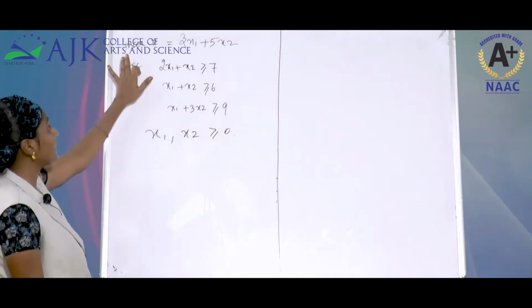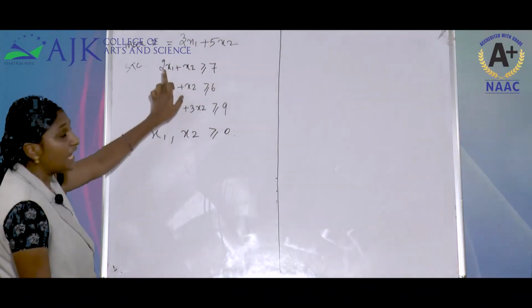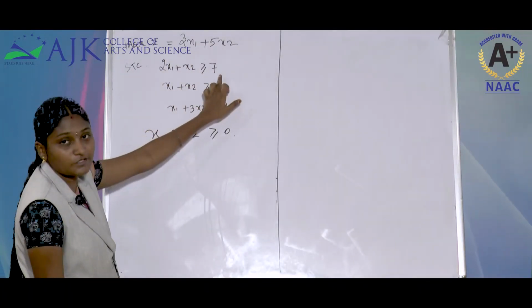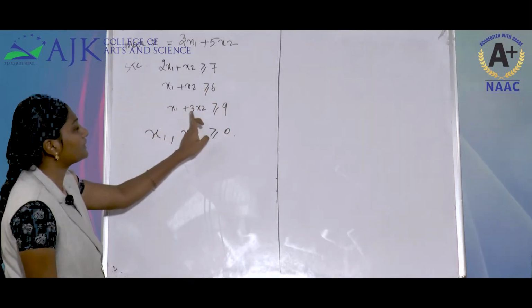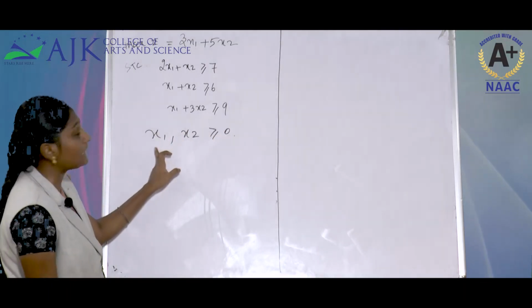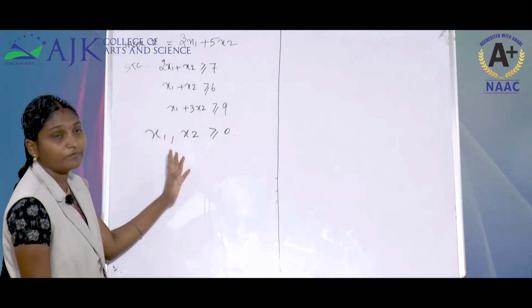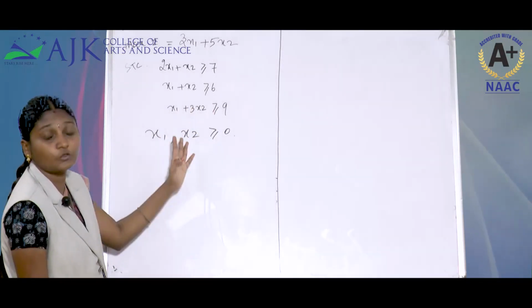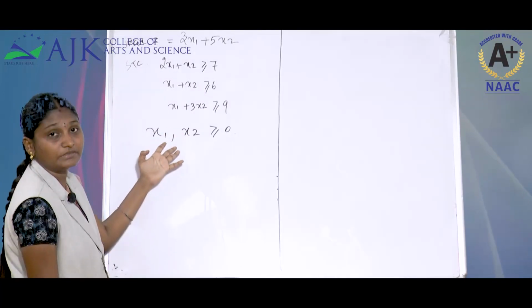Your next example is for unbounded solution. The question is here. Maximize 3x1 plus 5x2, subject to the constraints 2x1 plus x2 greater than or equal to 7, x1 plus x2 greater than or equal to 6, x1 plus 3x2 greater than or equal to 9. And the non-negative conditions are x1, x2 greater than or equal to 0. This is your given LPP. We want to find the solution for the given LPP by applying the graphical method, right?